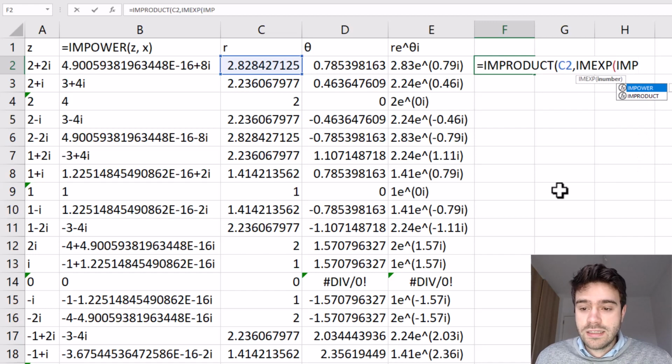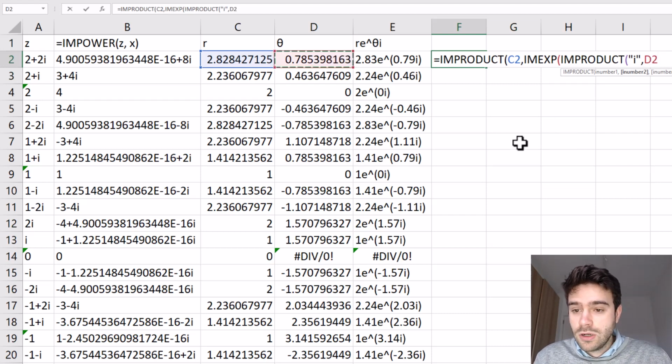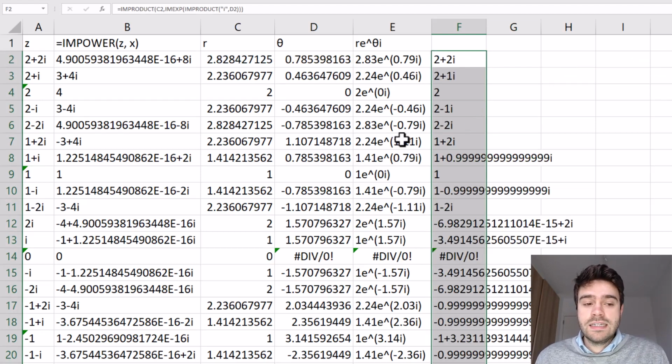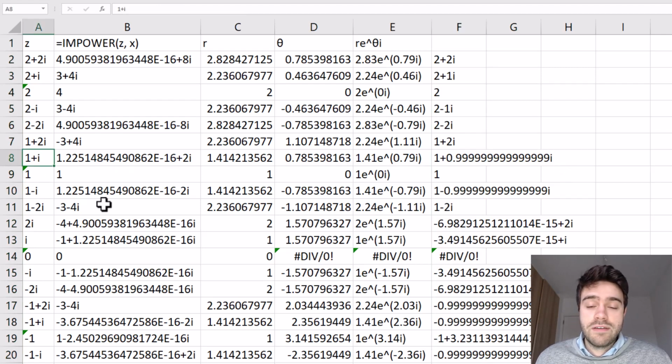So I use once again the IMPRODUCT function. So I multiply i times theta, which was applied here in column D, and then I close all of these parentheses. I press enter, and if I now pull this down, you can see we get exactly the same result as our initial complex number. Sometimes there's a small rounding error, as you can see over here, where we're getting 0.9999999i, whereas we would have expected 1i. But these are just some rounding errors when working with complex numbers in Excel.